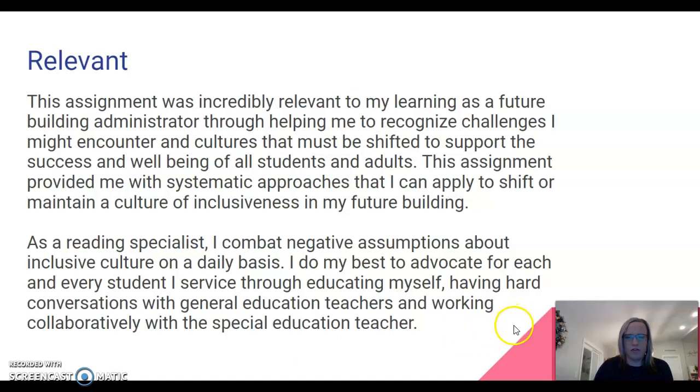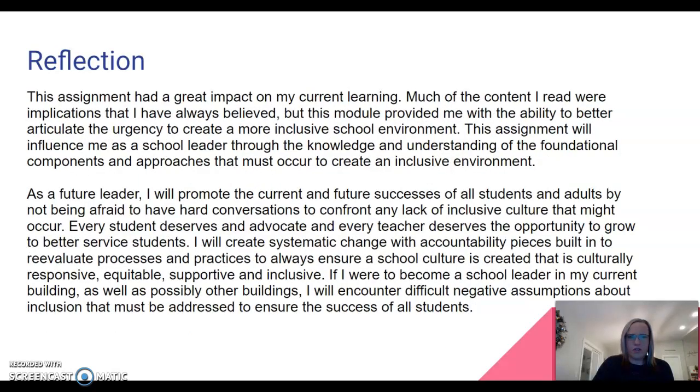This assignment provided me with the systematic approaches that I can apply to shift or maintain a culture of inclusiveness in my future building. I also believe that through reflecting, I really enjoyed this assignment. It gave me a lot of words to better communicate the way I've often felt about inclusion, and also provided me with great tools as to how I could support my future staff and students in doing so.